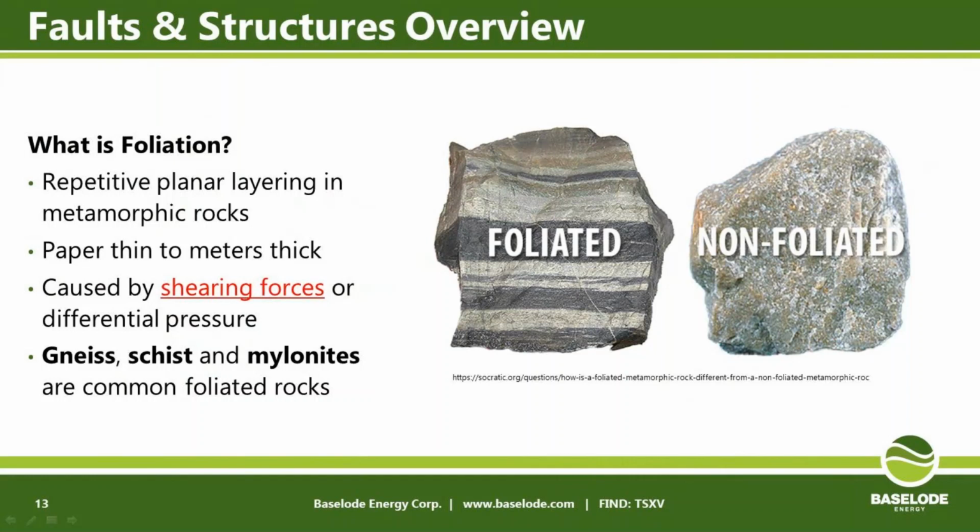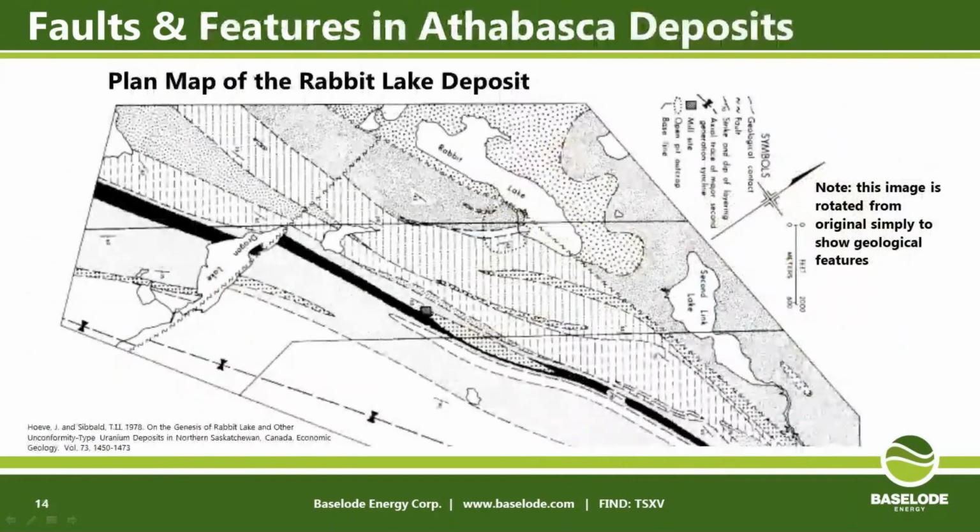Because the foliations that we'll see are probably caused by regional shear force. By acquiring and interpreting foliation measurements, they can also lead us to deposits. Let's look at some of the Athabasca analogs now that you're all certified structural geologists. This image is a plan map of Cameco's Rabbit Lake basement-hosted deposit. It's from 1978, so it's still old, but it serves the purpose.